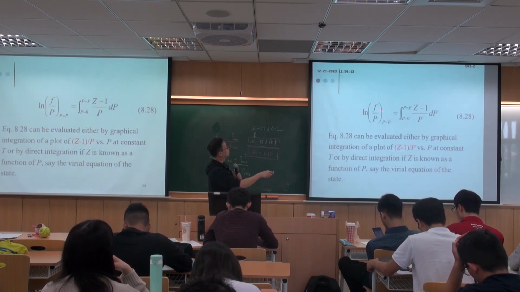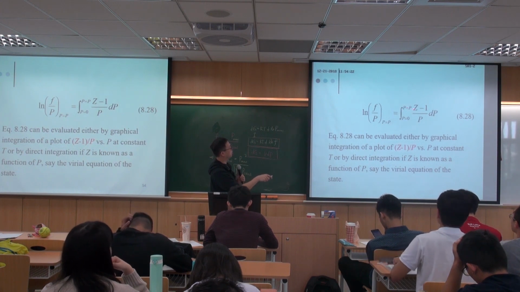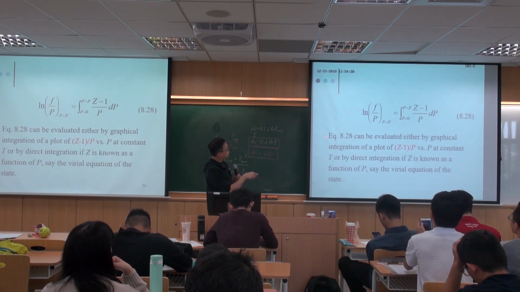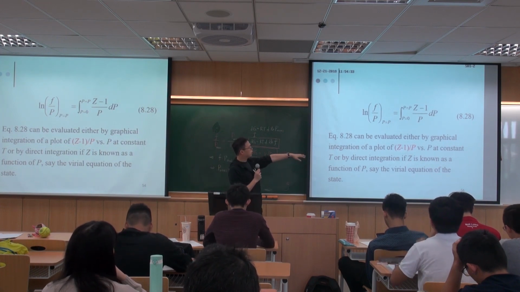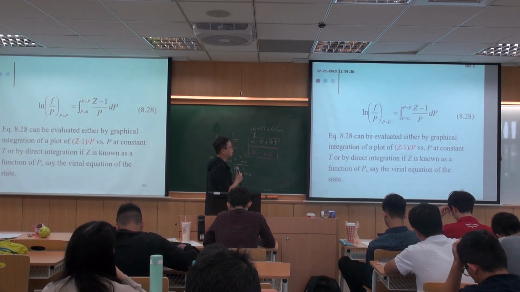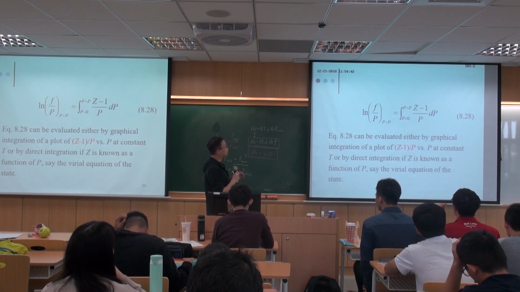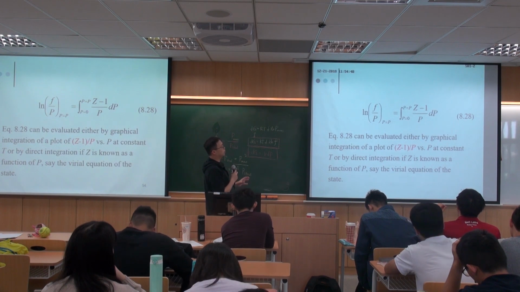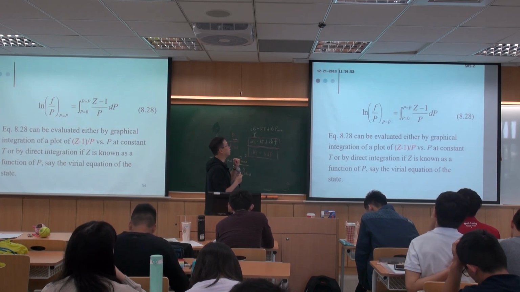But if you're dealing with log f over P, if you do the integration from pressure 0 to some certain pressure, you'll see that the integration can be done by this. And the textbook tells you that it can be evaluated by a graphical integration of a plot of (Z minus 1) over P versus P, which is not that useful at all, because most of the time you will know the expression for Z explicitly. So basically you will plug in the expression of Z into this equation and then calculate log f over P.